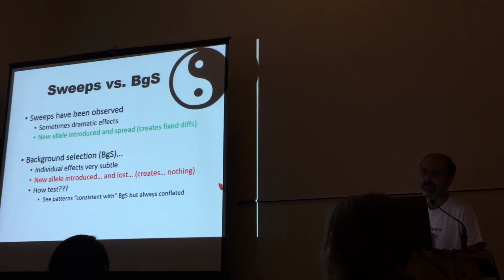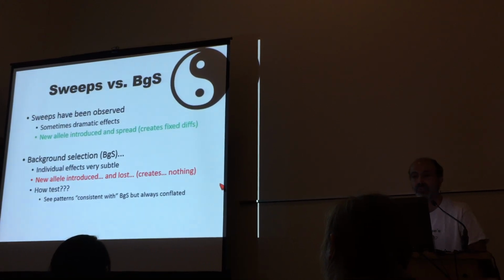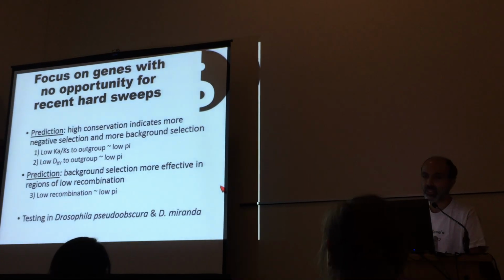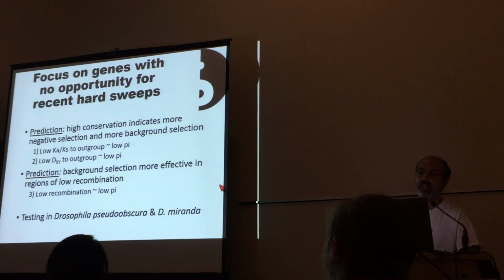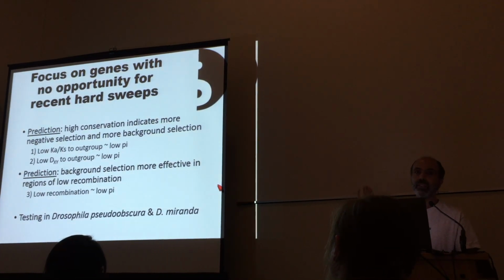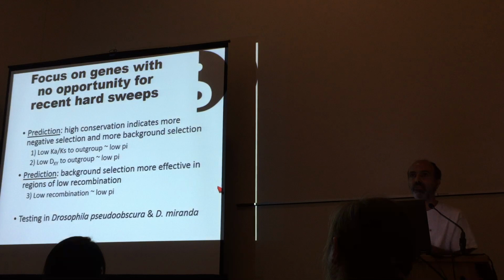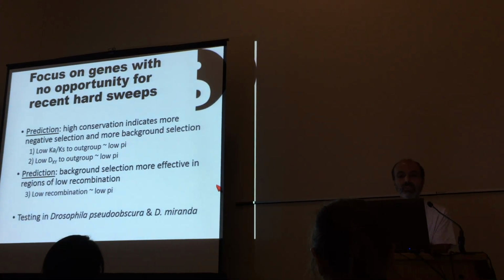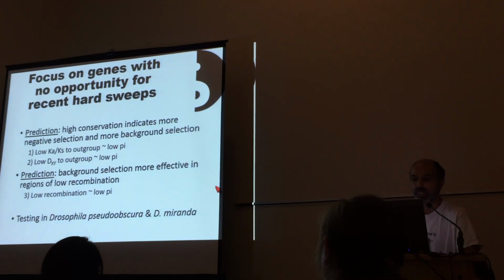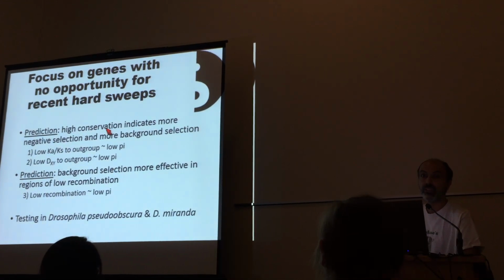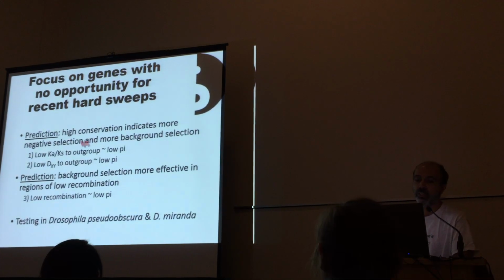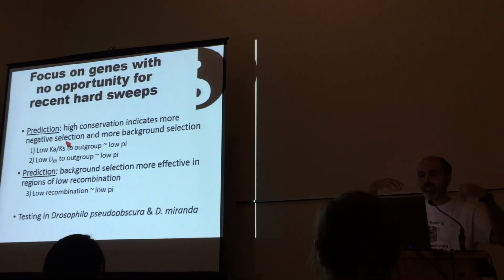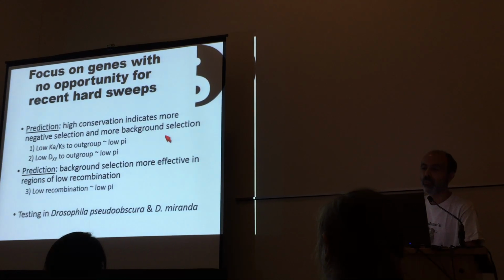Now, a lot of studies have seen patterns consistent with background selection, but they're often conflated with the same predictions you'd see from sweeps. So what my student Catherine did is she focused on a subset of genes for which there was no opportunity for recent classic hard sweeps. So these are genes for which there are no fixed differences between two closely related species, Drosophila pseudoobscura and Drosophila persimilis. Our prediction is that high conservation, so basically high similarity across a long time, should indicate there's been more negative selection. As more alleles are introduced, they're eliminated fairly soon, and therefore there's more background selection.